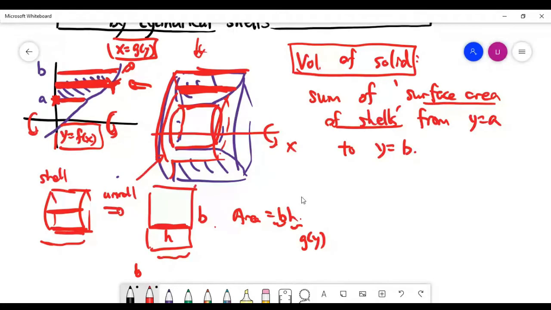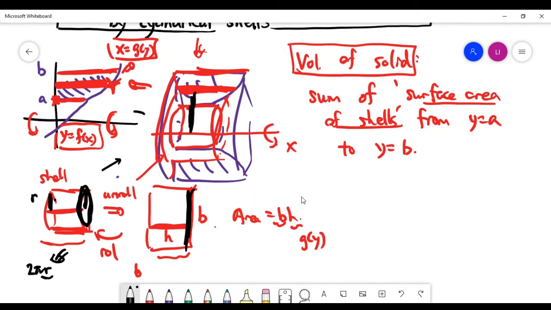How about b? b is the vertical length here. You can basically roll it back. I used another color to make it more clear. If you roll back this black line, you get a circle. And of course, the length of the circle is 2 pi r. What is r here? The r is basically this length. Let's come back to this picture. The r is basically here.